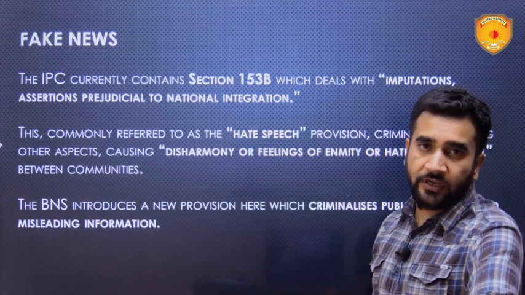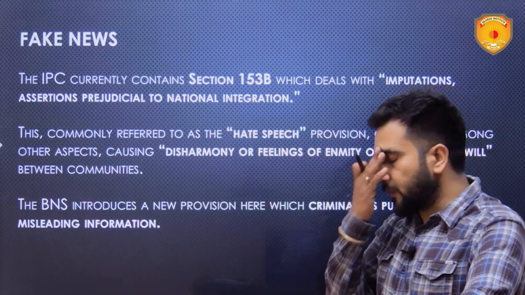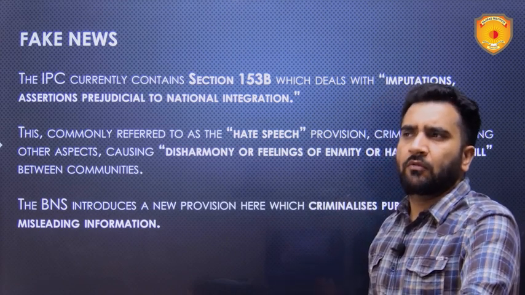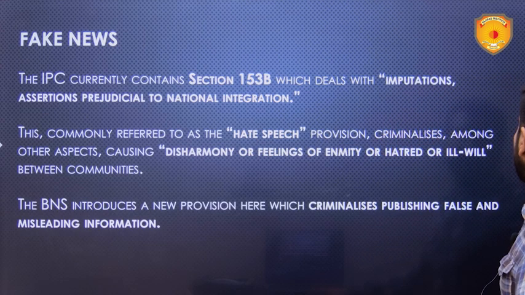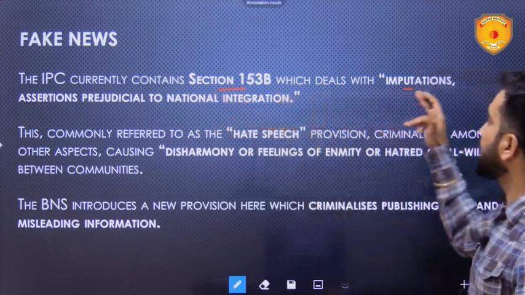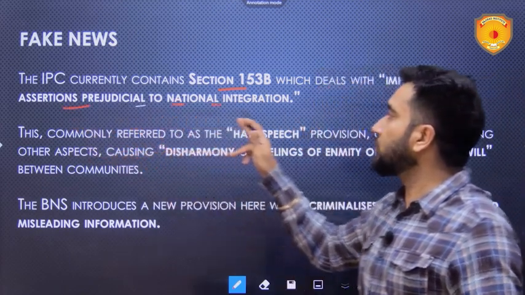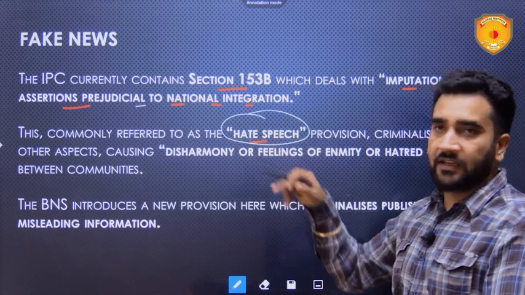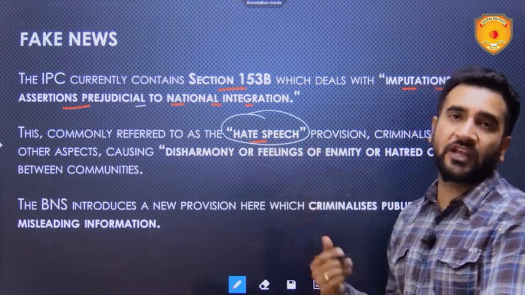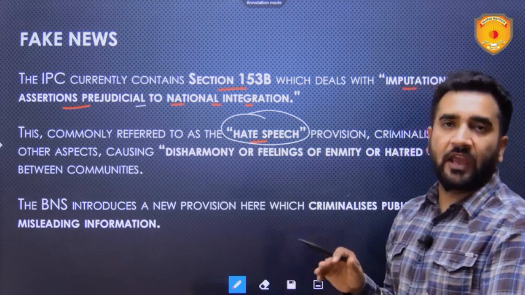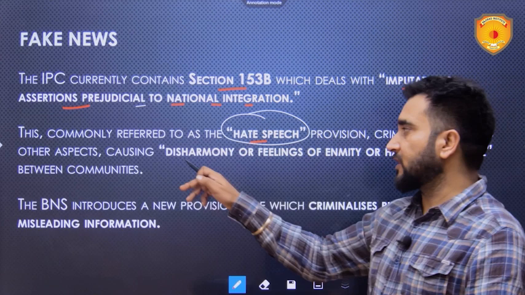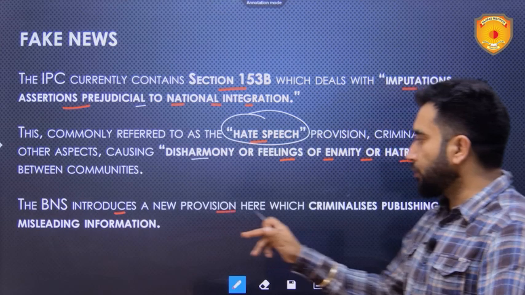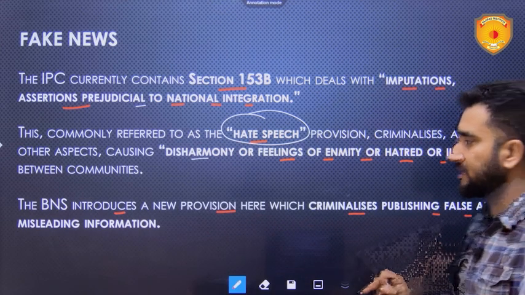Then fake news is also dealt with in this Bhartiya Nyaya Sanhita, because in this era of social media, fake news is quite, I would say, common. So IPC currently contains Section 153B, which deals with imputations, assertions prejudicial to national integration. This is commonly referred to as hate speech. If fake news is targeting spreading of hate speech, which can lead to tensions between two communities, then that will be a penalized offense. If it is causing disharmony or feelings of enmity or hatred or ill will, then that will be a problem. The BNS introduces a new provision here which criminalizes publishing false and misleading information.